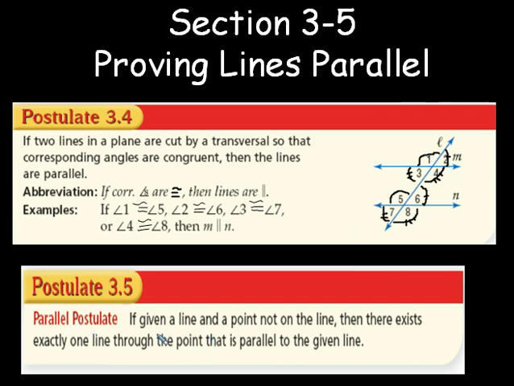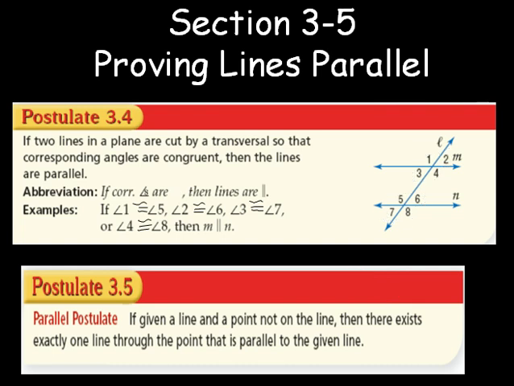3.5 is the parallel postulate. If given a line and a point not on the line, then there exists exactly one line through the point that is parallel to the given line. Basically, if you have a line and some other point not on the line, then there's exactly one line that goes through that point that is going to be parallel to the other line. So the red and the white and the green line are definitely parallel, and there's only one line that passes through that point that is parallel. That's all that postulate says.